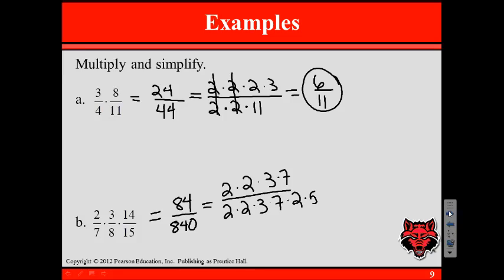Now let's cancel the common factors. We have a set of 2's, another set of 2's, a set of 3's, a set of 7's, and that's it. Now because everything canceled in the numerator, we're going to put a placeholder of 1. In the denominator, let's multiply the remaining factors. 2 times 5 is 10. So the simplified result is 1 over 10.